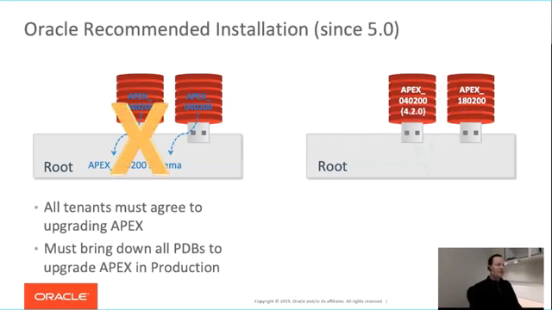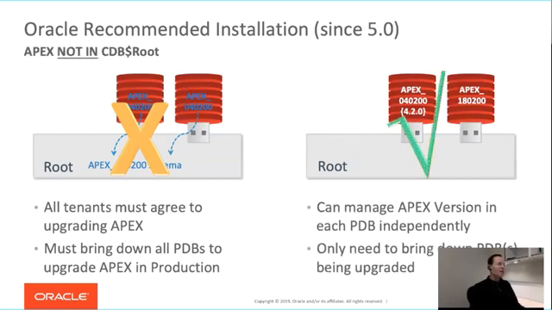So since version 5.0 in our documentation, we have been recommending that Apex should not be installed in CDB$root. And we made this recommendation based on our own experience of a large system where we had Application Express instances installed, and not all of the PDBs actually needed to use Application Express. And what we found is that when Application Express is installed common, when you needed to upgrade Application Express, even the PDBs that had no interest in Application Express at all had to be brought down during this upgrade. So that was one of the reasons why we recommended not installing it common in the root.